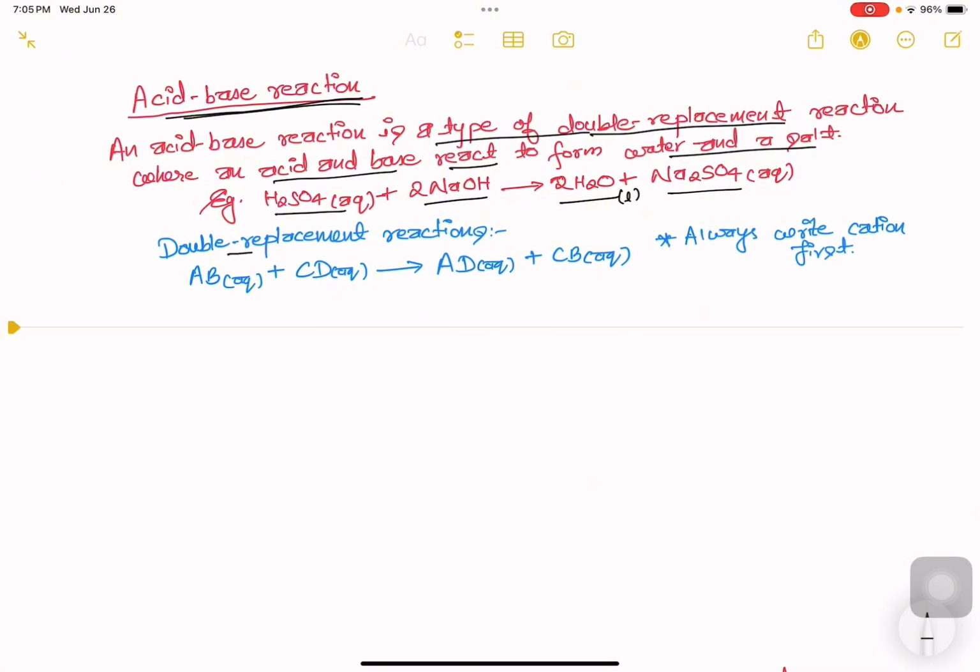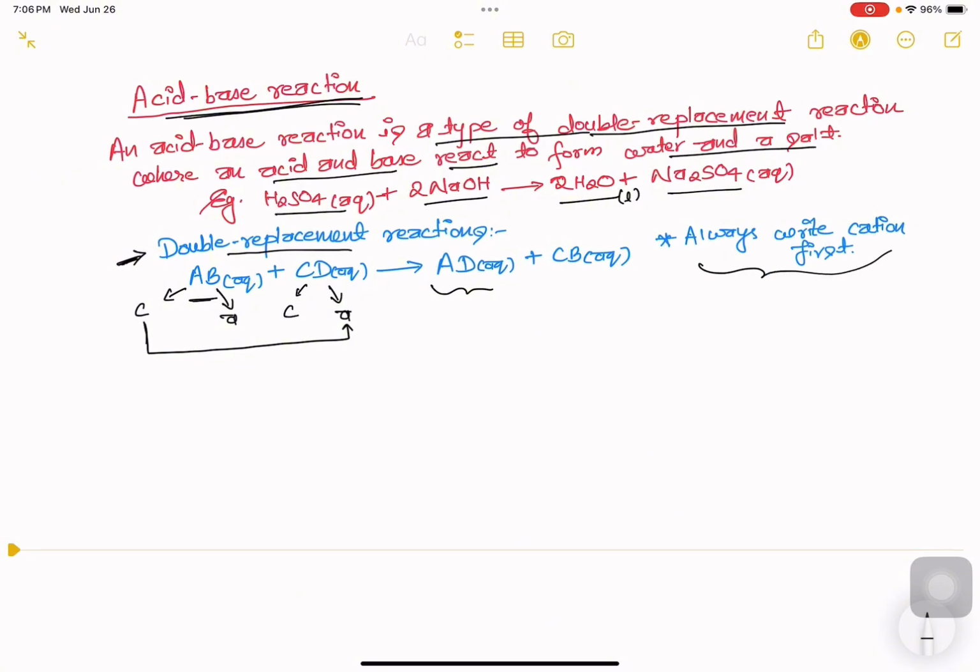It is a type of double replacement reaction, and I already talked about this in my previous video titled precipitation reaction. But just a recap, when a compound AB, where A is cation and B is anion, reacts with another compound CD, C is cation, D is anion, the cation of the first compound forms a bond with the anion of the second compound and forms new compounds, AD and CB. Okay, and always remember to write the cation first.